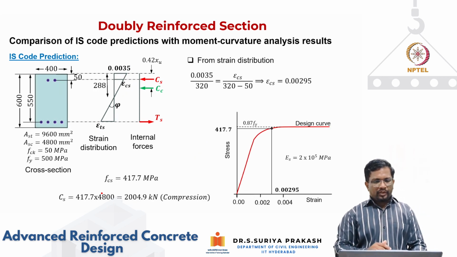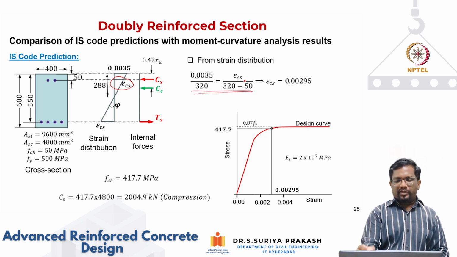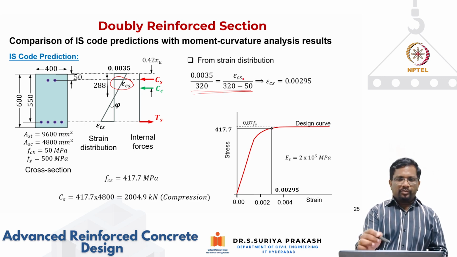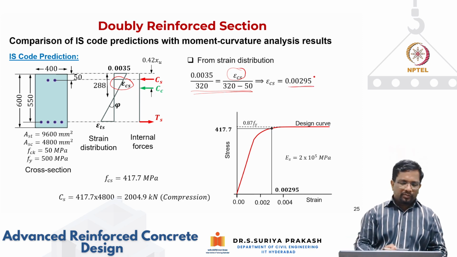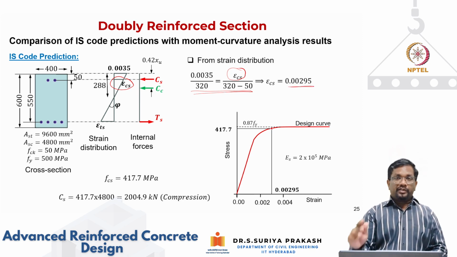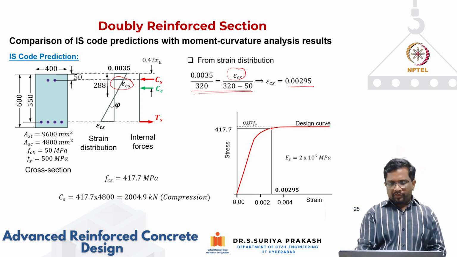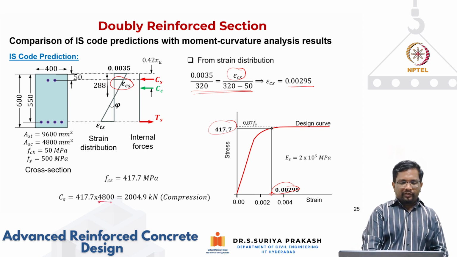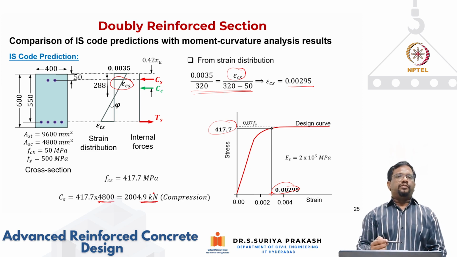Then we look at the compression steel. Compression steel strain also comes from similar triangles. For 320 mm of xu, strain is 0.0035. For a depth of 320 minus 50 mm, what would be your epsilon cs? From similar triangles, it works out to be 0.00295. Again, the design stress strain curve is the same for compression and tension for steel. So for 0.00295, it works out to be somewhere here, and the stress is 417.7. Then the area of compression steel is 4,800 that we kept, so the compression force works out to be 2005 kilonewton.